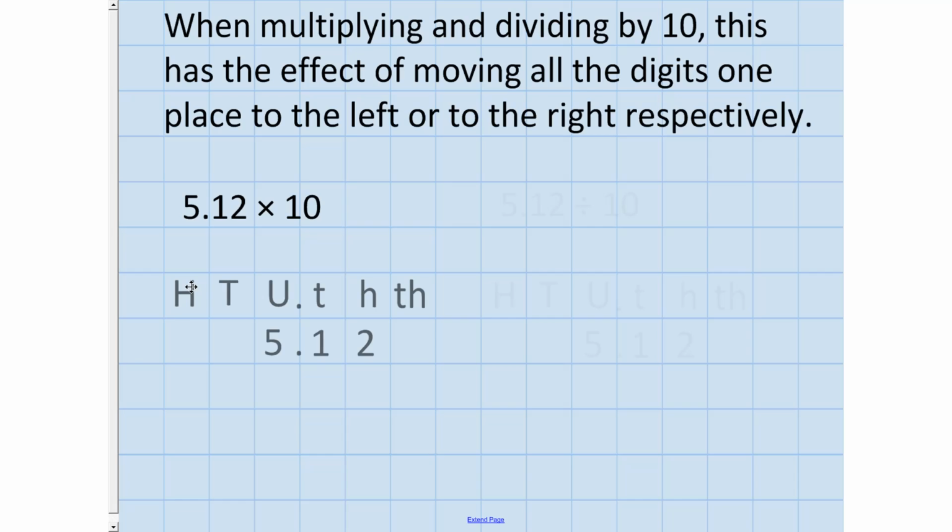Now to help for the first few examples, I'm going to do a hundreds, tens and units column. So we've got 5 units and then 1 tenth, 2 hundredths. Now if we times this number by 10, what we really do is move each of the digits one place to the left. 5 units, if I times that by 10, become 50, or 5 tens. 0.1, again, times that by 10, it moves one place to the left, becomes 1 unit. And same with the 2 in the hundredths, one place to the left becomes 2 tenths. Copy the decimal point from above. So if I times 5.12 by 10, it's 51.2.